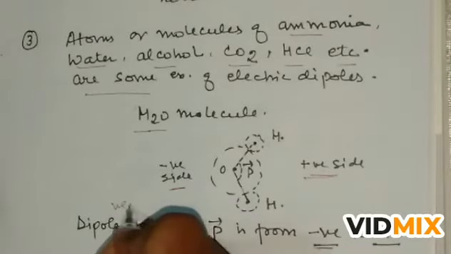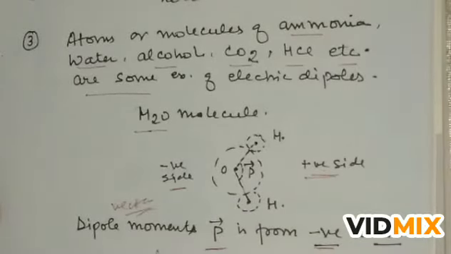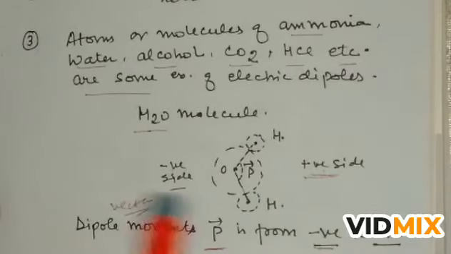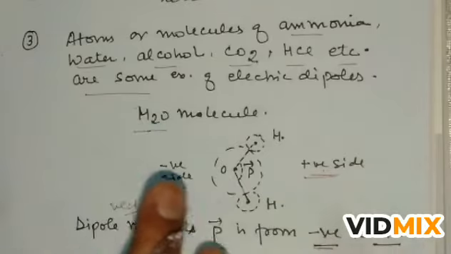It is a vector quantity. And what is the direction of this vector quantity? It is from negative to positive, or from left to right. Don't just remember this as left to right, but I want to make it clear that if you draw the negative charge on the left side and the positive on the right side, then you are able to understand the direction of this dipole moment.